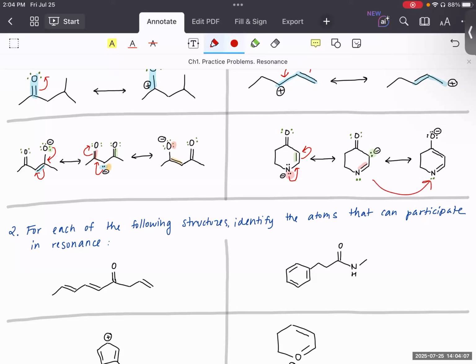So we can do this one to this state now. And so from here, we can show that this electron pair jumps down to form that double bond and then bumps up electrons to the oxygen.